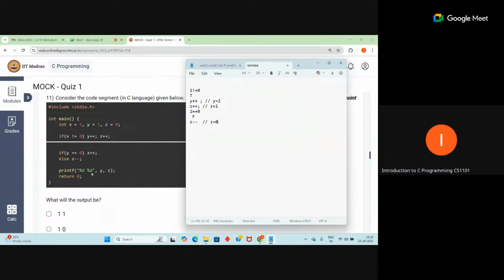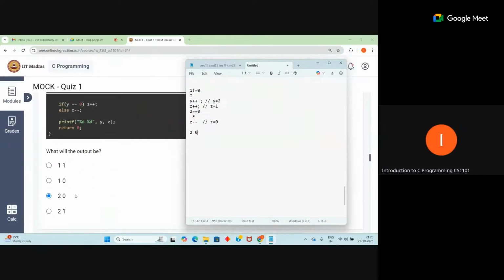So if you print the y and z values, what is the y value? 2, and the z value is 0. So it will print 2, 0. Have you got it? Yes. Okay.